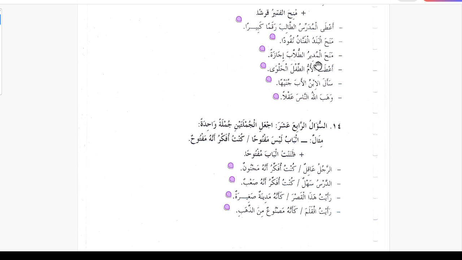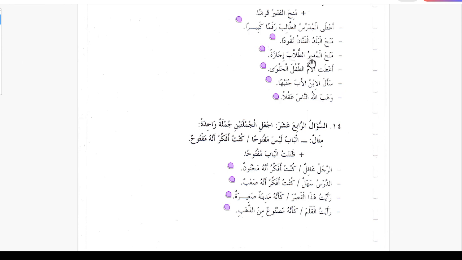The next one is manahal mudiru at-tullaba ijazatan. The principal, he granted the students vacation. So now this is the verb that takes two maful bihi, and we see here at-tullaba is the first maful bihi, ijazatan is the second maful bihi, and this is the file.